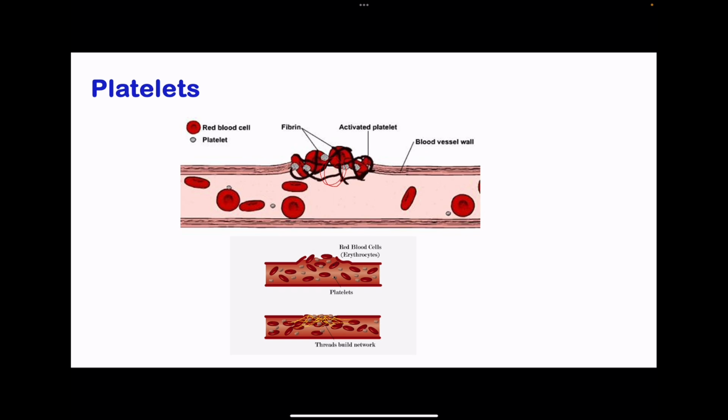This forms a clot that prevents further loss of blood and entry of pathogens. So this clot is going to develop into a scab that protects the damaged tissue as skin grows beneath it. So this brings us to the end of this video on blood and circulation.